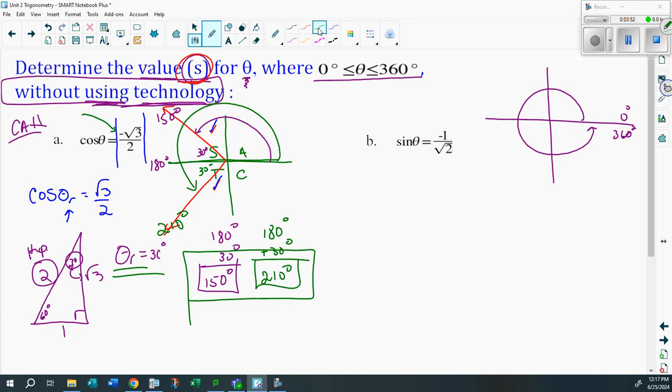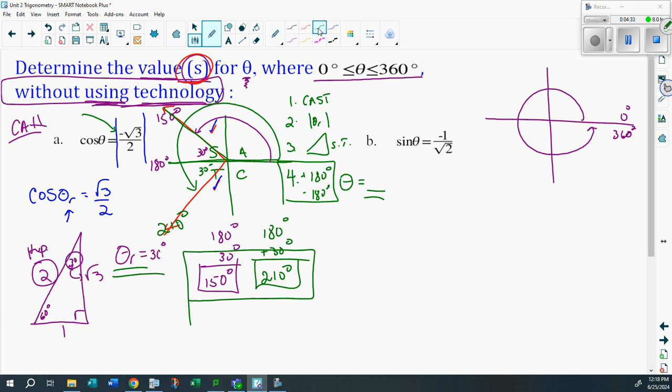Okay, so let's summarize what we did. First things first, you used the CAST rule. Second, you used the absolute value to find the reference angle. And then the third thing you did is you used the special triangles to figure things out. Then go back and, using the CAST rule again, you know where these guys are. Add them to the 180 or subtract them from the 360, or whatever you have to do, to find the actual angle. So that's the angle in standard position. It's a 4-step process that you've got to follow.